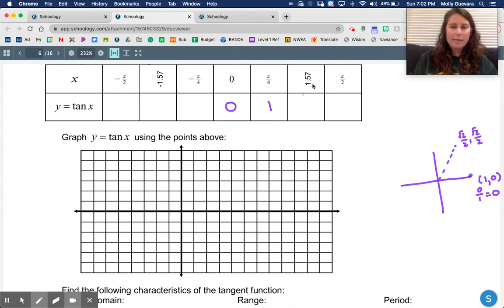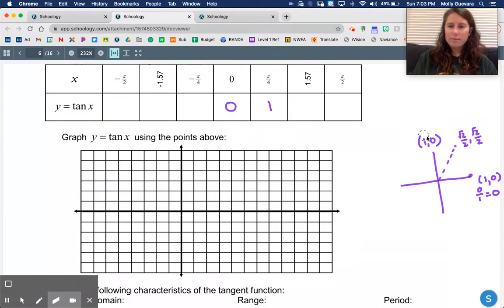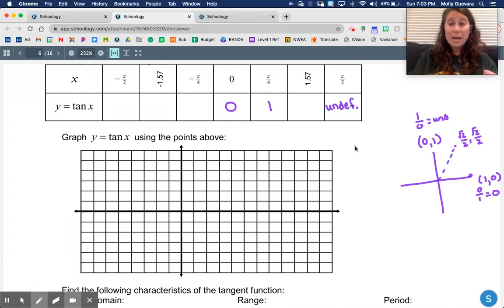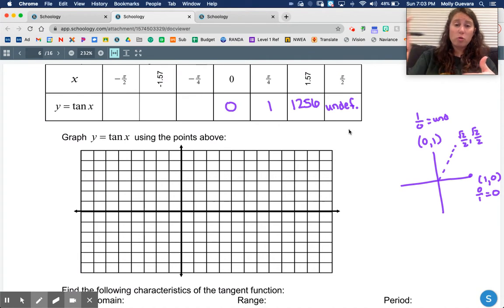At 1.57-ish, and I can do that on my calculator, because remember that pi over 2 and 1.57 are extremely close to each other. So this would be like the rounded decimal version of pi over 2. Because at pi over 2, my point is 1, comma 0. Oops, sorry, that's not right. You guys are like, this crazy lady doesn't know what she's talking about. It's at 0, comma 1. So when I go to divide that, I get undefined. So right here at pi over 2, it's undefined. And we'll talk about that here in a second. But if I were to plug 1.57 into the calculator, I get 1,256. Just to show you it's increasing, it's getting really close. It's going up towards infinity.